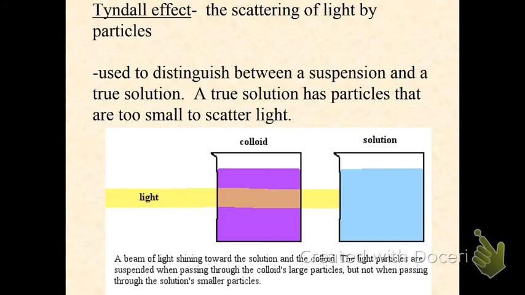The Tyndall effect is what we call the scattering of light by the particles, and it is used to distinguish between a suspension and a true solution. A true solution has particles that are too small to scatter light, whereas in a colloid, the particles are large enough to scatter the light. A very good example, going back to the fog example, is if you're driving on a clear night and your headlights are on, you do not see the beam of light passing through the air. You see where the light lands, but you don't see the beam. However, on a foggy night, you can actually see the beam of light passing through the fog. That's why you don't drive with your high beams on, because it scatters the light back to you in the car.